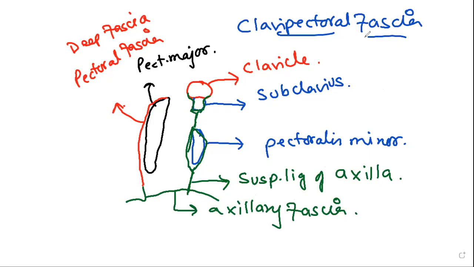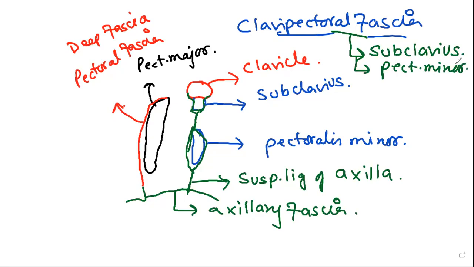So they can ask you an MCQ like this. Which two muscles are covered by the clavipectoral fascia? Your answer will be subclavius muscle and pectoralis minor muscle. So pectoralis minor muscle and subclavius muscle both are covered by this green color fascia, that is your clavipectoral fascia. This is your clavipectoral fascia.